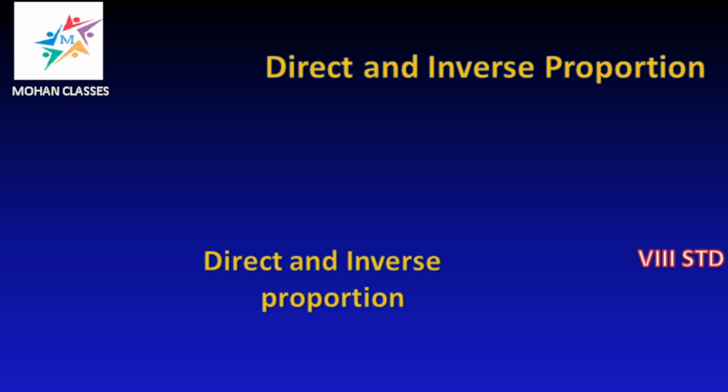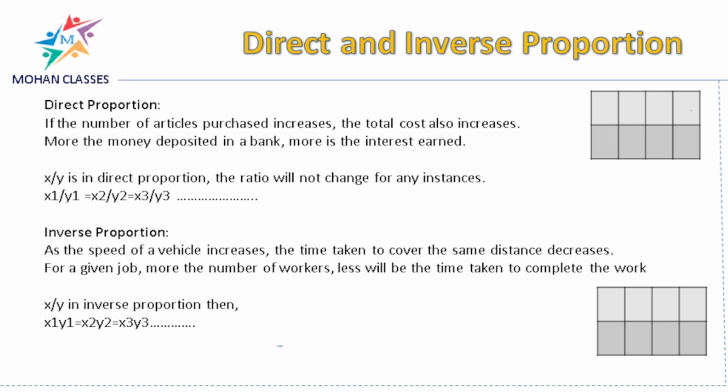Let us start. What is direct proportion? If the number of articles purchased increases, the total cost also increases. If the money deposited in the bank has increased, the interest also is going to increase. So here, one is increasing, the other is also increasing. One is decreasing, the other is also decreasing.